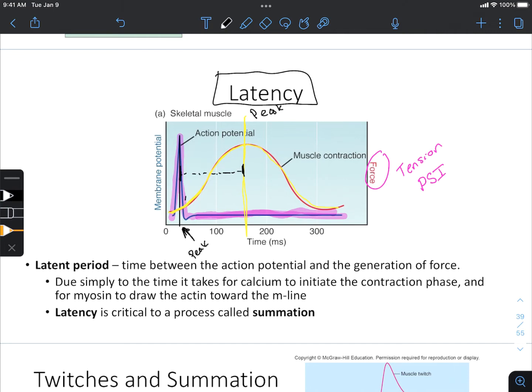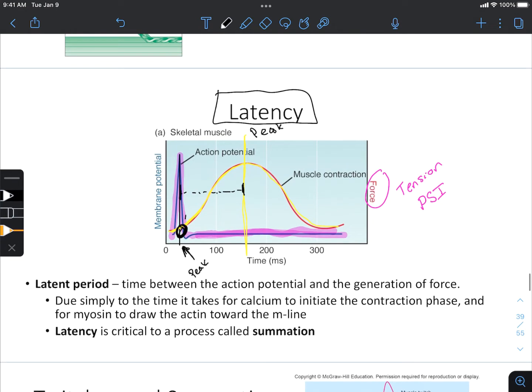Now, the latent period technically would be somewhat small. It's really essentially just this section right here between the peak and when we start to generate the force. But I like to look from peak to peak because I think it's easier to see. This process of latency is due primarily to simply the time that it takes for the action potential in the skeletal muscle to lead to calcium release, and then for that calcium to bind troponin and initiate contraction.